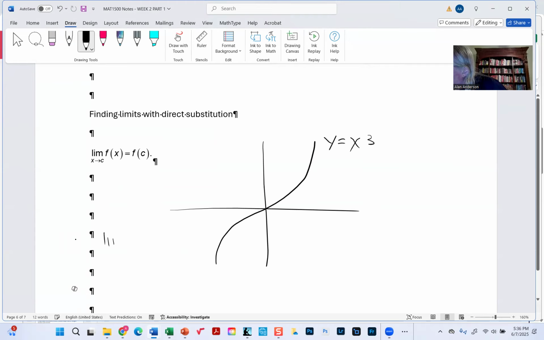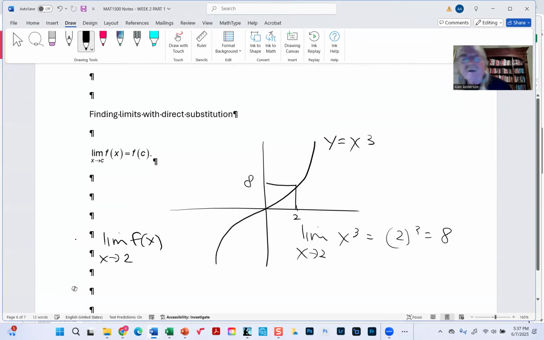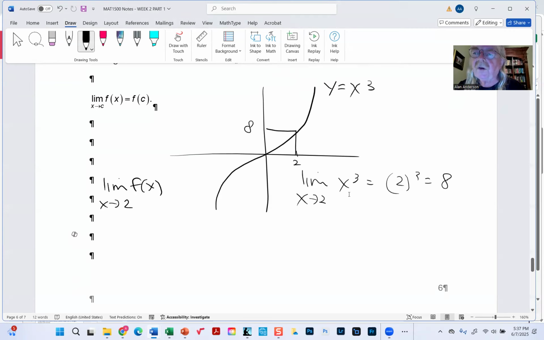What will be the limit as x approaches 2? Okay, there you go. And again, if you for some reason decided to solve for the limit coming from the left or from the right, you get the same answer.